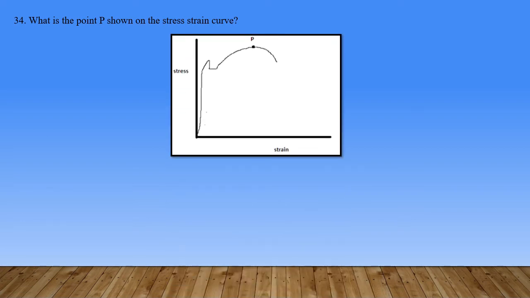Question number 34. What is the point P shown on stress strain curve? So this is the stress strain curve. On this stress strain curve, we have to find point P. The options are option A, upper yield point. Option B, yield plateau. Option C, elastic limit. Option D, ultimate point. So the correct answer is option D, that is ultimate point.